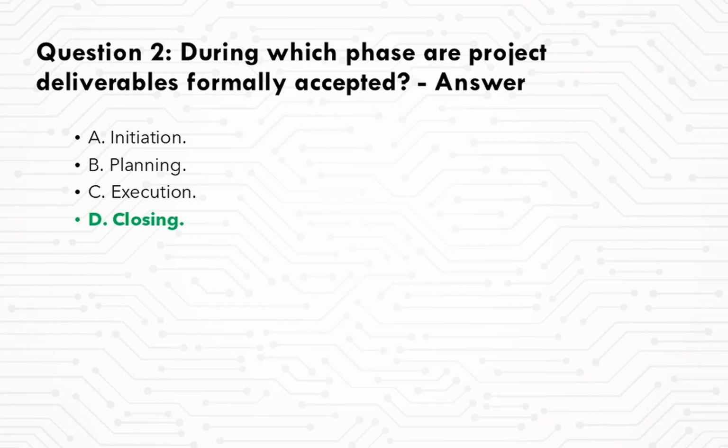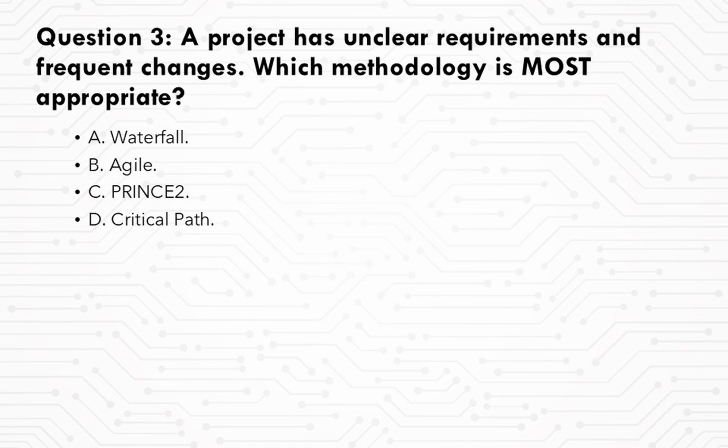Deliverables are formally accepted in the closing phase after verification and stakeholder approval. Question 3. A project has unclear requirements and frequent changes. Which methodology is most appropriate? A. Waterfall. B. Agile. C. Prince2. D. Critical path. Answer: B. Agile is ideal for evolving requirements and iterative development.